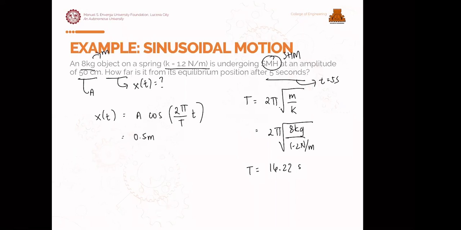Okay? And we have cosine, then 2 pi all over 16.22 seconds times yung time natin na 5 seconds. Cancel out yung seconds. So, anong value ng x(t) natin? Okay, so in calculating dito sa part na to, dapat yung calculator natin is naka-radian para maging tama yung sagot nyo.